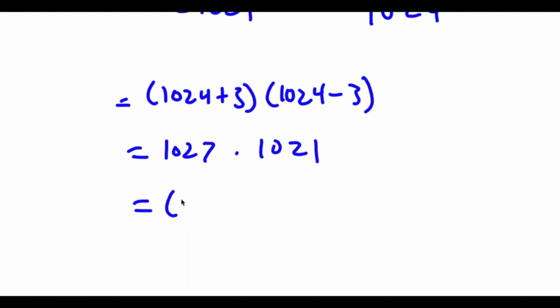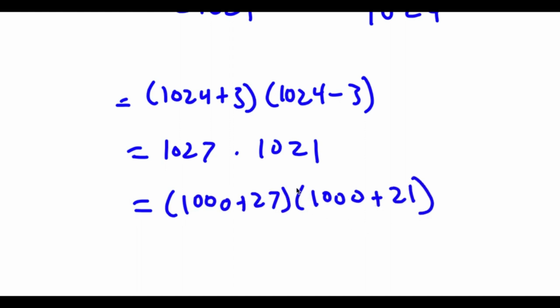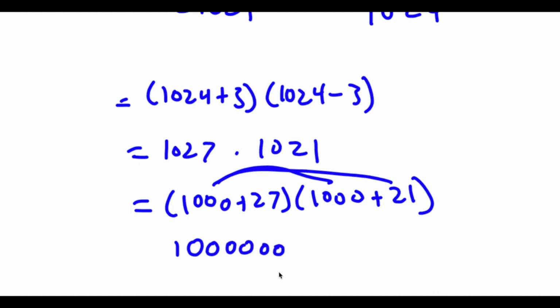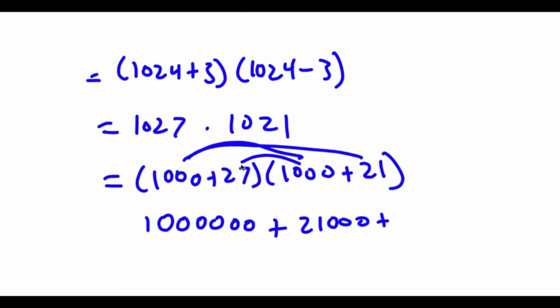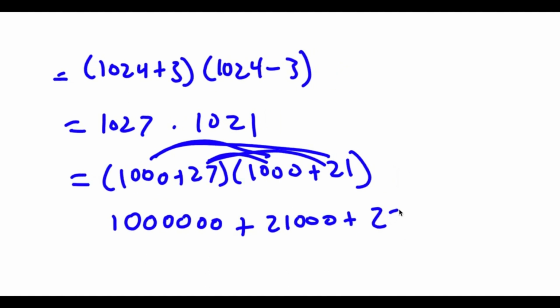Now I can go rewrite this as 1,000 plus 27 times 1,000 plus 21. And now it's much easier to solve this. I can first distribute the 1,000, so I have 1,000 times 1,000, which is equal to 1 million. And 1,000 times 21 is 21,000. Now distribute the 27. 27 times 1,000 is 27,000.